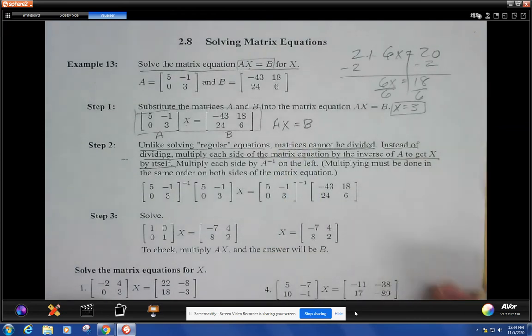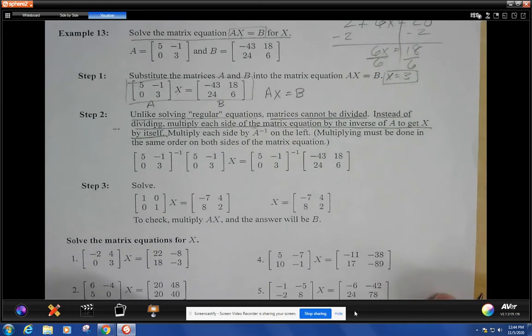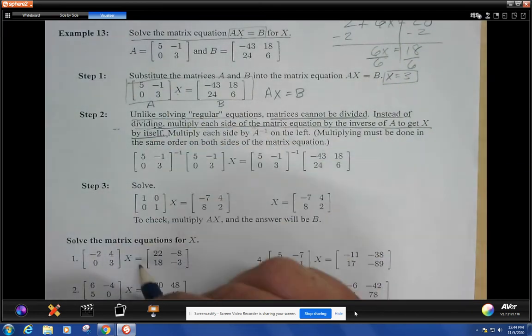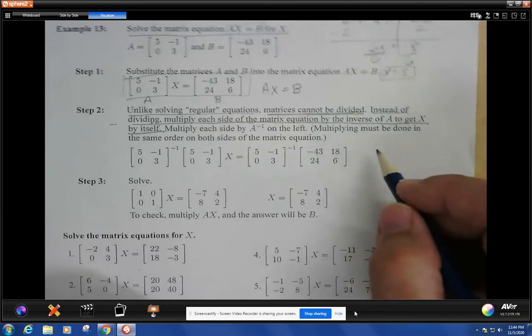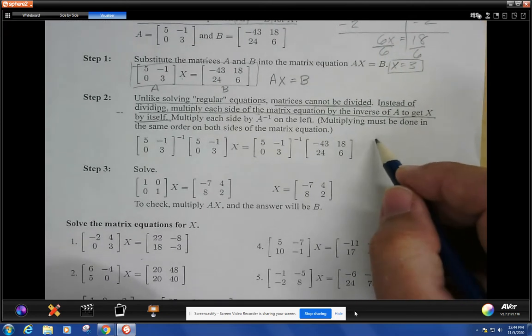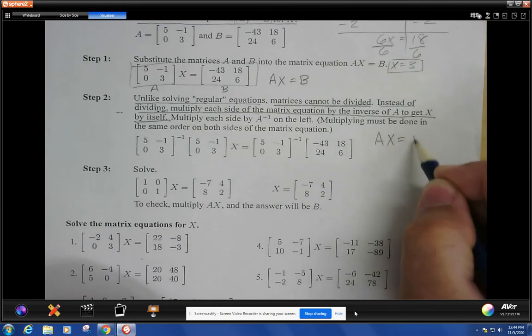So here's the way this kind of works out. I'm going to move it down here. We're actually not going to even do this problem. We're going to do one of these down here. But this is the way this works out. So I have AX equals B.